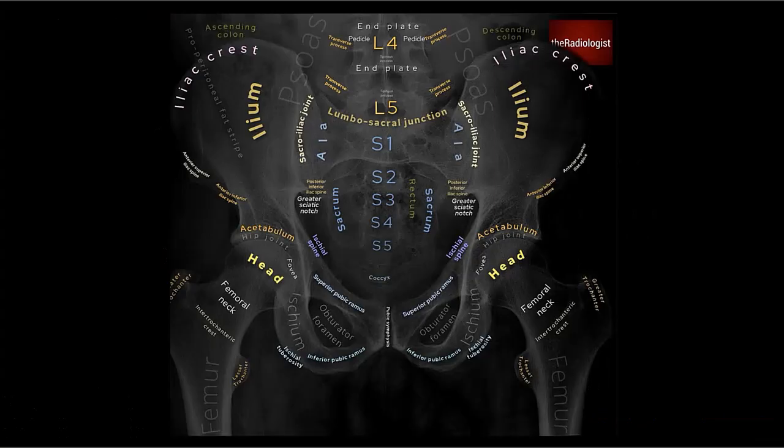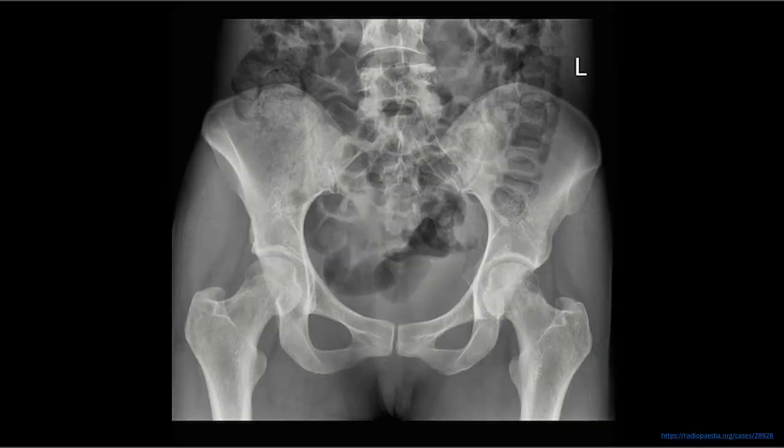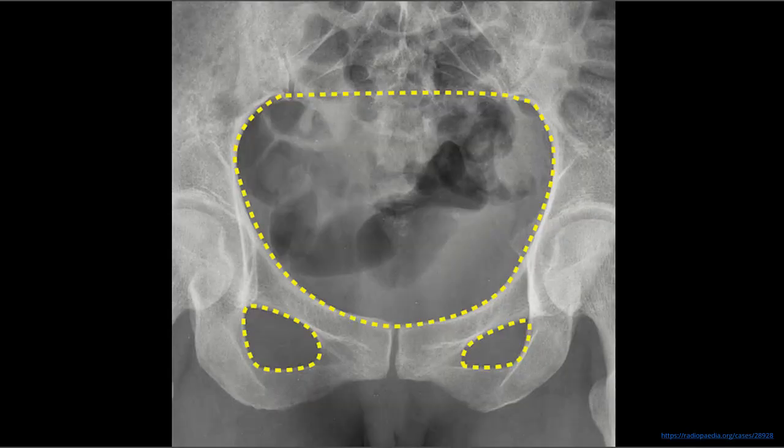Here's a beautifully annotated image from one of my favorite radiology sources, The Radiologist. I believe his content is on Instagram. Let's now check the pelvic lines for continuity from this radiograph. We're going to see the pelvic ring as a whole, and we can look at the obturator foramen.